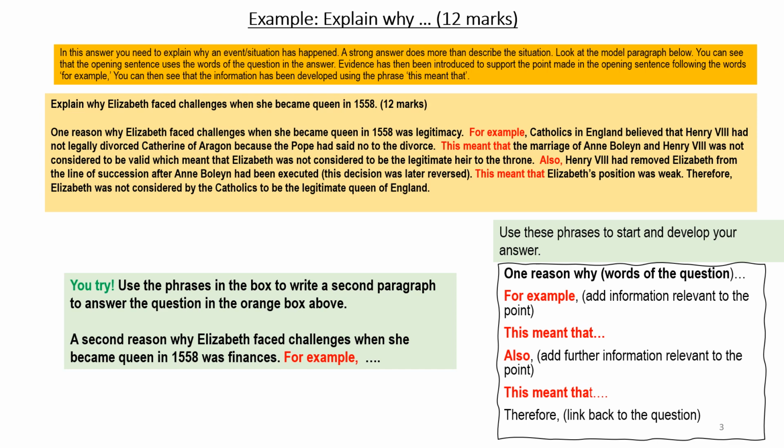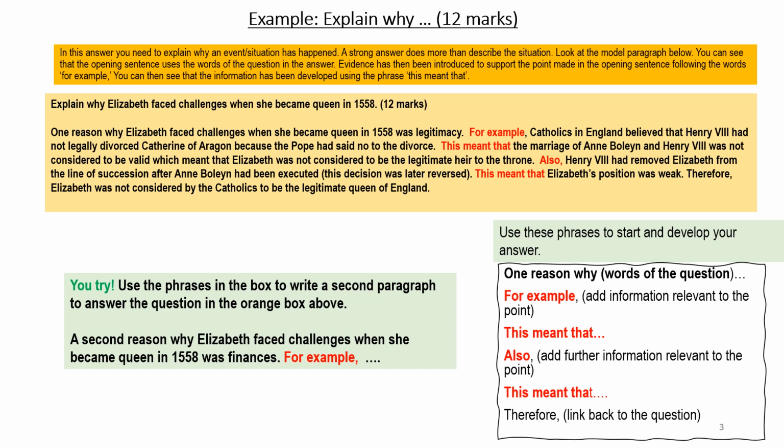Once you have your point, you're then going to need to attach your evidence to support your point. So you're going to have to write more about the point. The two words that you use to do that are the words for example, because that allows you then to add more information about whatever point that you have made. To reach the top marks, you need to then be able to explain your answer. So when you've attached your evidence with the words for example, you then need to develop that answer by using the phrase this meant that.